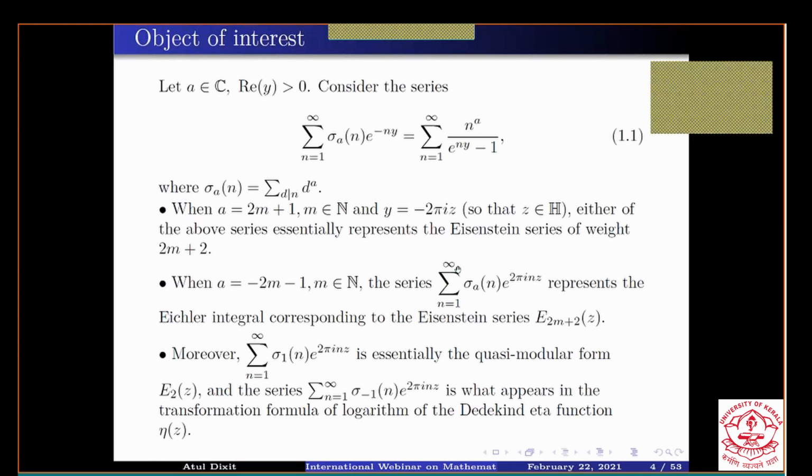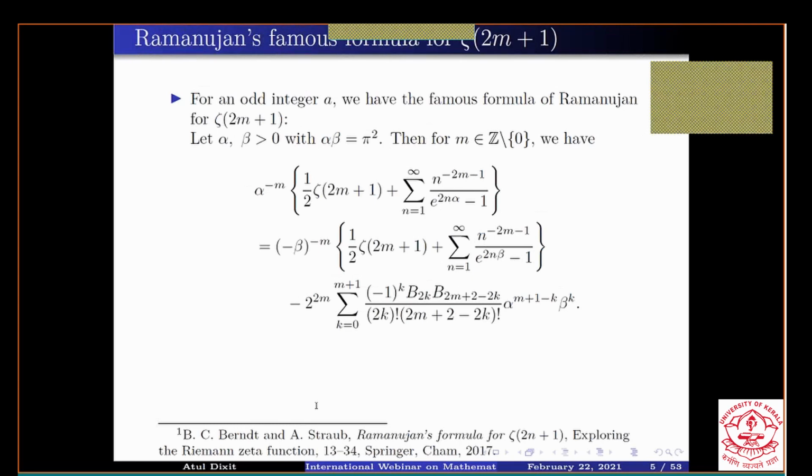Okay, thank you. If you take A equal to minus 1, then this series is what appears in the transformation formula of the log of the Dirichlet eta function. Again, it's a half integral weight modular form. I won't go into much detail. Now let me discuss a very famous formula of Ramanujan. It's given in his notebooks. It's also given in his lost notebook.